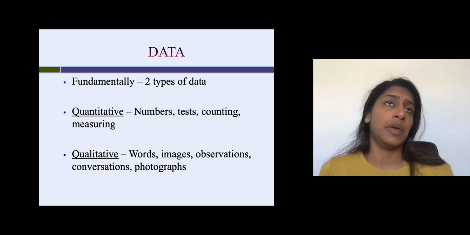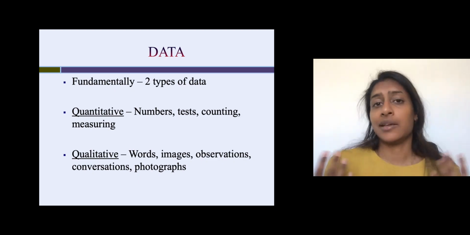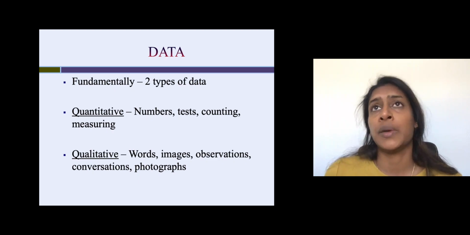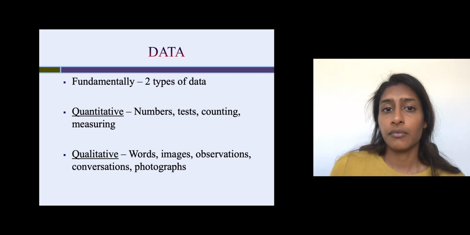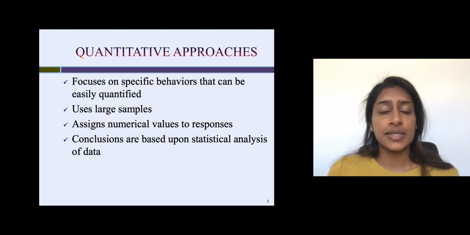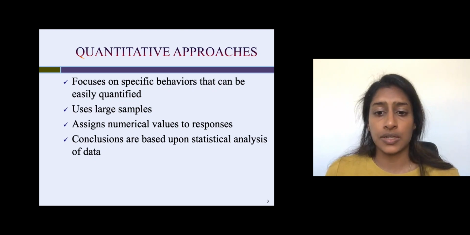Qualitative data might be reserved for things like anthropology. You might see it in sociology as well. But typically in psychology, we use a lot of quantitative data. What are the differences between each of these approaches?